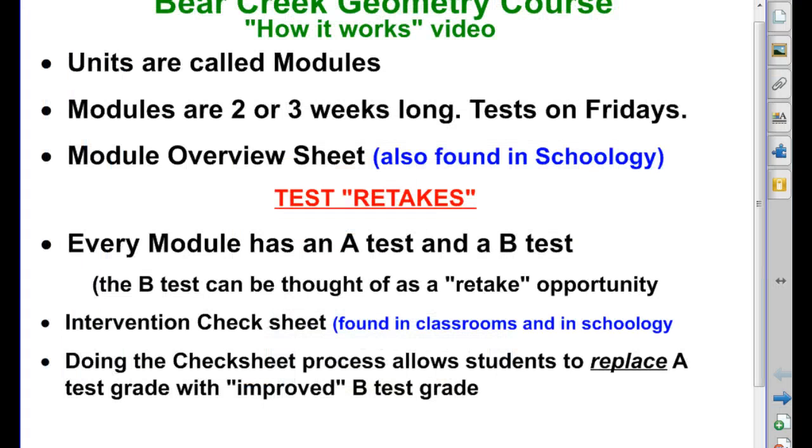The way that works is there's something called an intervention check sheet, and it's found in classrooms and you can find it on Schoology. It lists out step by step what your child would need to do in order to earn that opportunity to replace their A test grade. Let's say they do everything in the check sheet process, which involves making corrections, attending tutor rooms, and things that we think they need to do to be successful. If they do that and then get an improved grade on the B version of the test, we will go back and match their A test grade. So that's one of the things that we're offering this year.